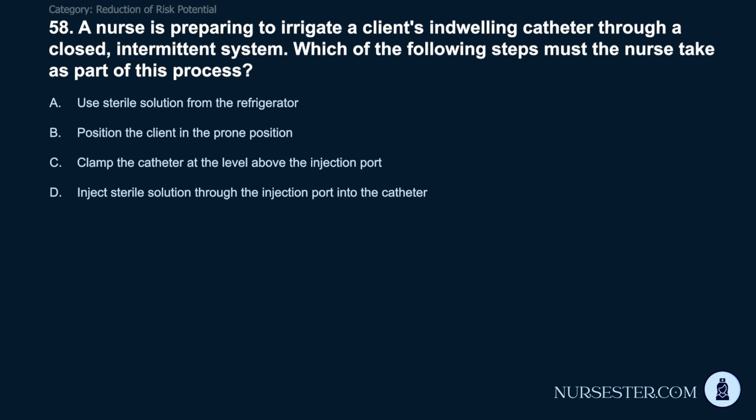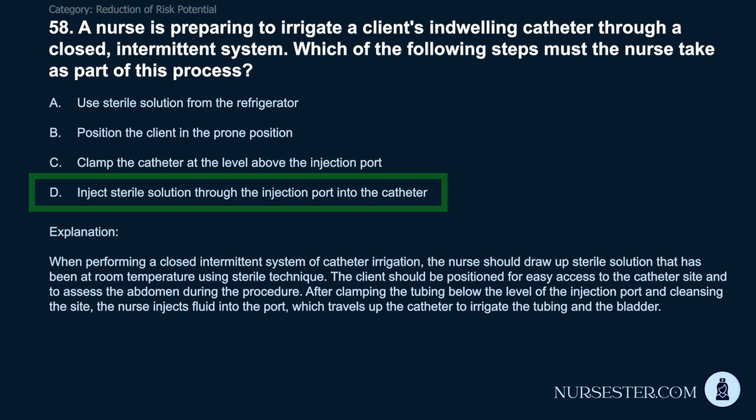58. A nurse is preparing to irrigate a client's indwelling catheter through a closed, intermittent system. Which of the following steps must the nurse take as part of this process? A. Use sterile solution from the refrigerator. B. Position the client in the prone position. C. Clamp the catheter at the level above the injection port. D. Inject sterile solution through the injection port into the catheter. Correct answer: D. Inject sterile solution through the injection port into the catheter.